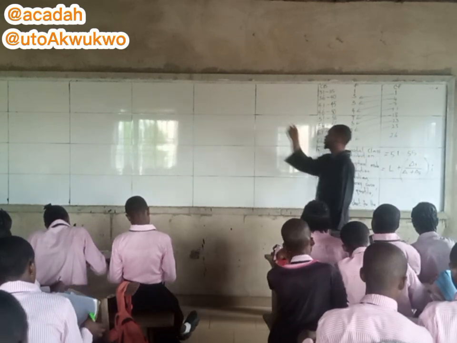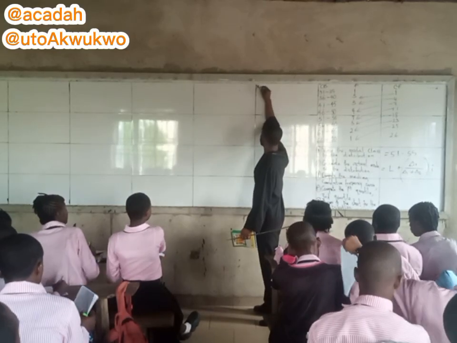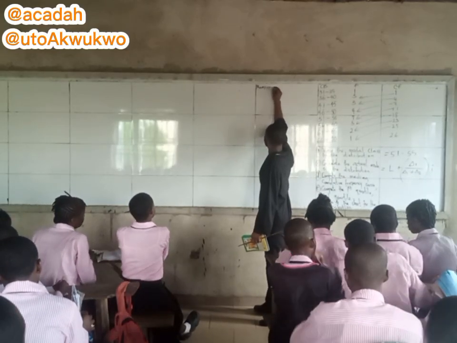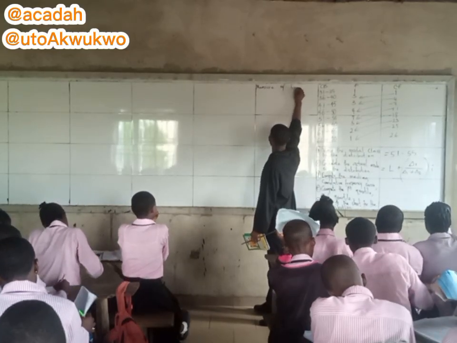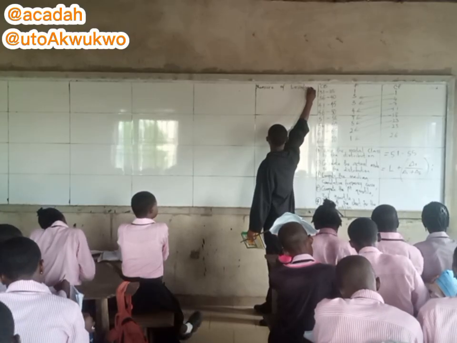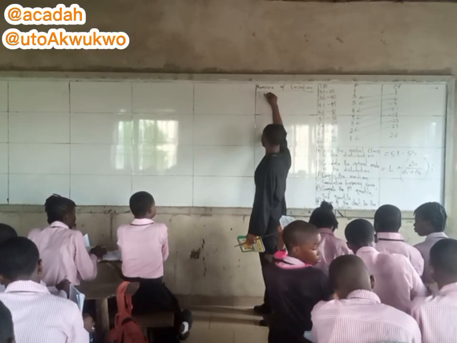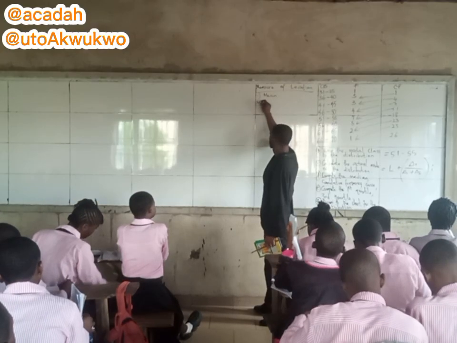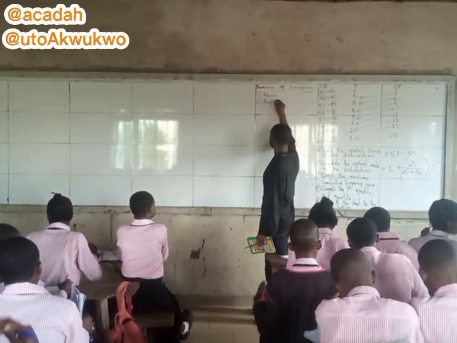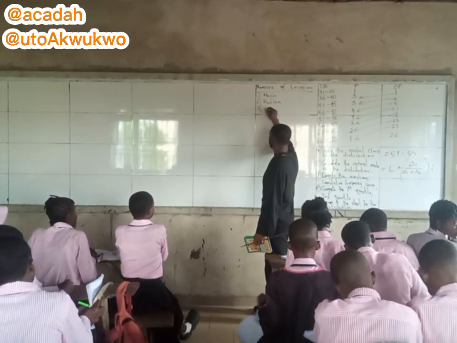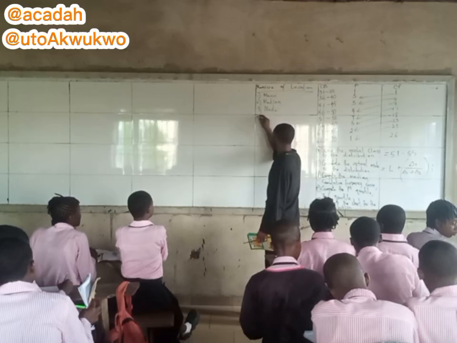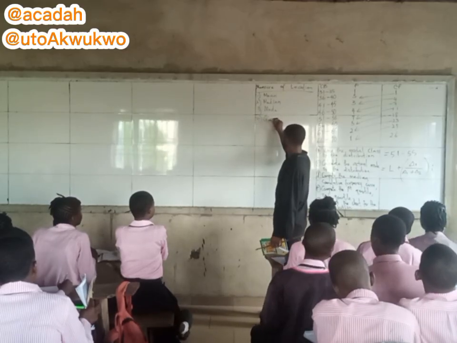And what are those measures of location we have? The measures of location we have, which are also called measures of central tendency. Number 1 is what we call mean. Number 2 is median. Number 3, mode. And number 4, quantiles.